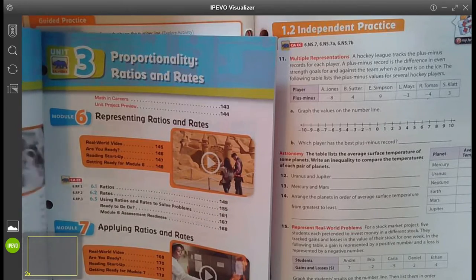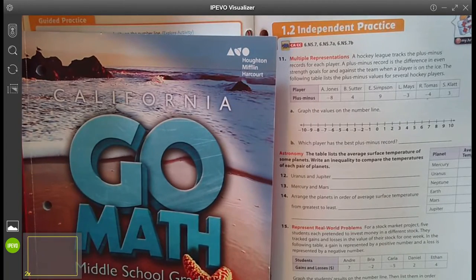All right. Now you hopefully have a little bit of an understanding of how our math book works.